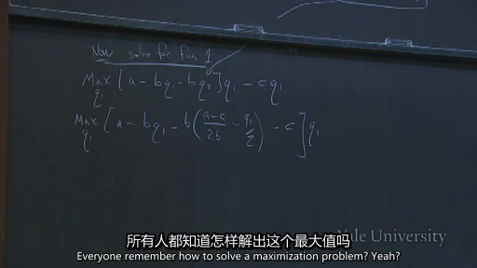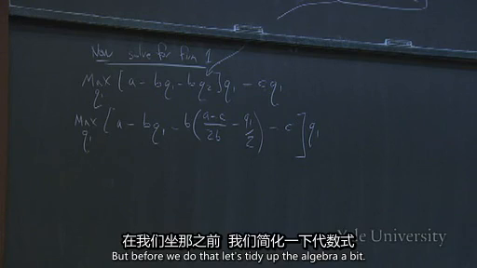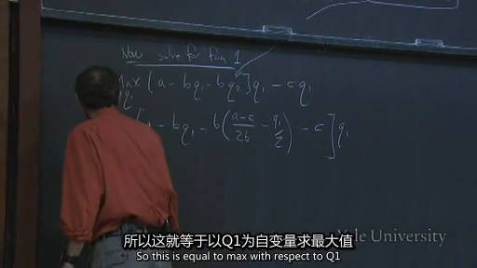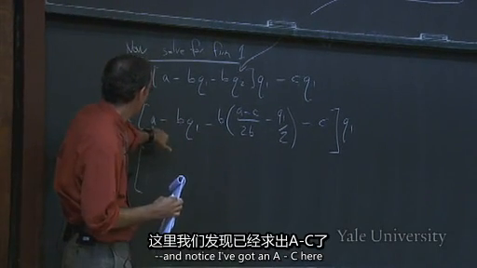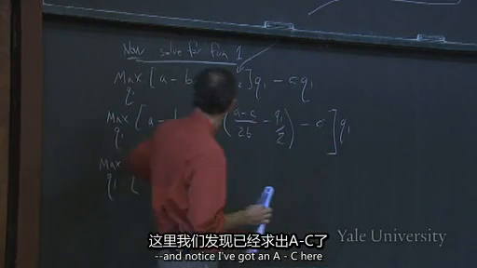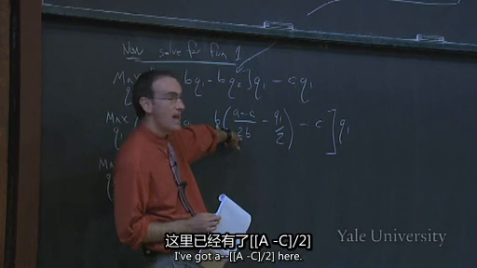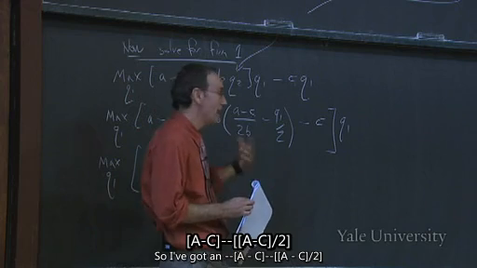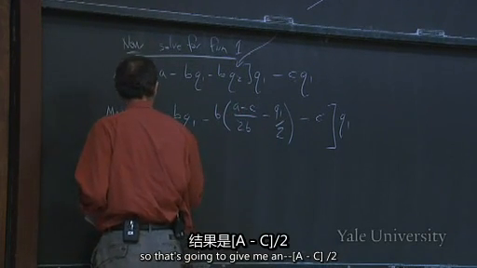All right, everyone remember how to solve a maximization problem? Yeah? But before we do that, let's tidy up the algebra a bit. So this is equal to max with respect to Q1. And notice I've got an A minus C here, an A minus C here. And once I take this B inside the bracket, I've got a minus (A minus C) over 2 here. So I've got an A minus C minus an (A minus C) over 2. So that's going to give me an (A minus C) over 2.